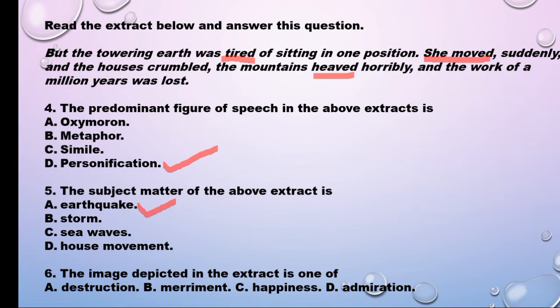Because if you go back to it, the towering earth was tired of sitting in one place. That means that it's not going to be flat as it is. She moved. God forbid, if the earth should move, that means that people are going to die, right? Suddenly, the houses crumble because it moved. The houses are in one place because the earth is immovable, right? And question 6, the image depicted in the extract is one of destruction, merriment, happiness, and admiration. And our answer is destruction.